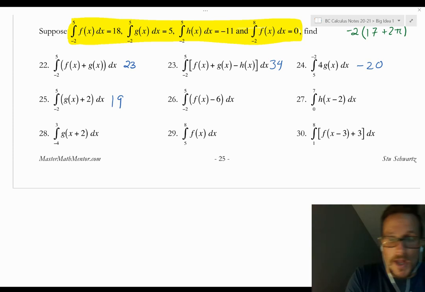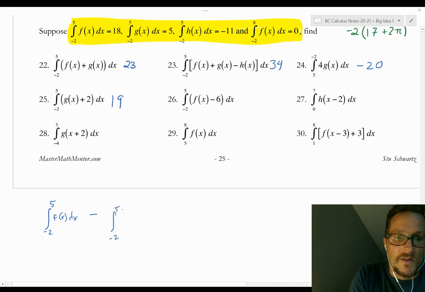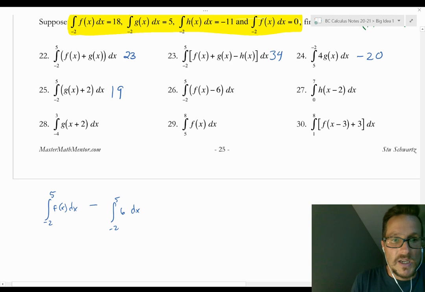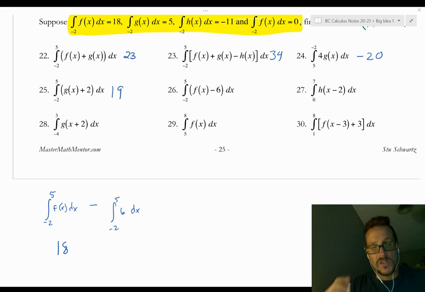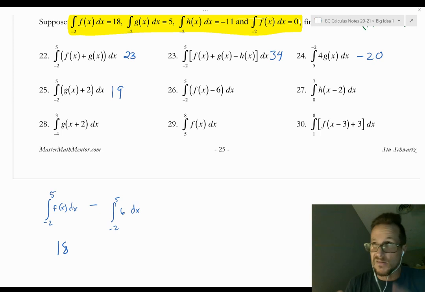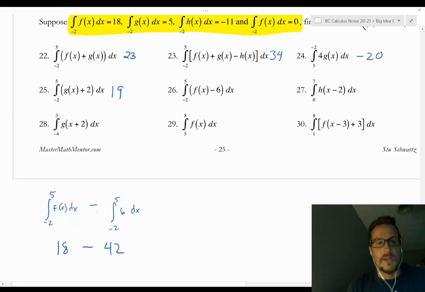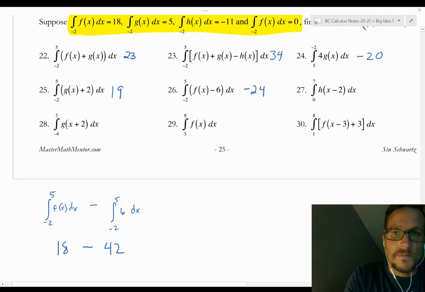Okay, 26. We want to break that one up. Again, that's another vertical shift. So negative 2 to 5 of f of x dx minus the definite integral from negative 2 to 5 of 6 dx. Negative 2 to 5 of f is given as 18. This is the integral of a constant, so it's another rectangle that is 6 in height by 7, so 6 times 7 is 42. We've got minus 42 there. So 18 minus 42 is negative 24.